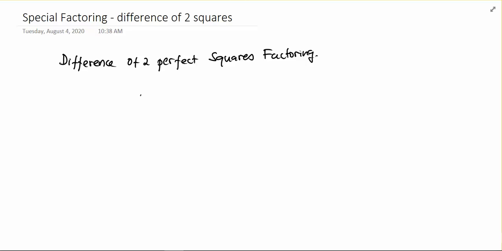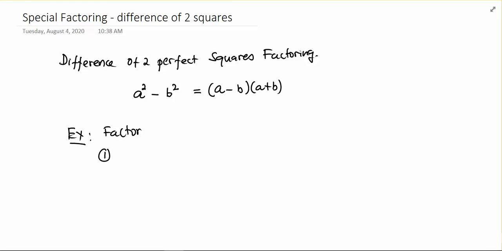So here is what the difference of two squares looks like: a squared minus b squared. And this factors as (a minus b)(a plus b), or (a plus b)(a minus b). It doesn't really matter which you write first. So be very careful. It has got to be the difference of two perfect squares. Nothing else works.